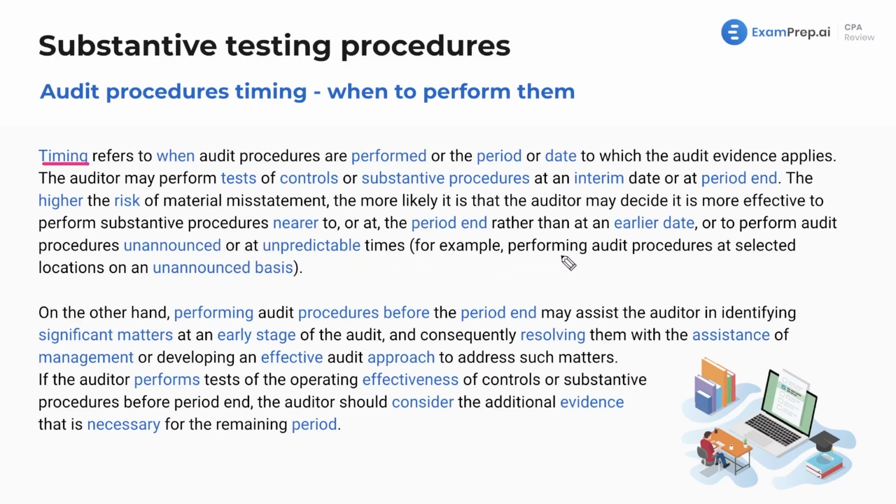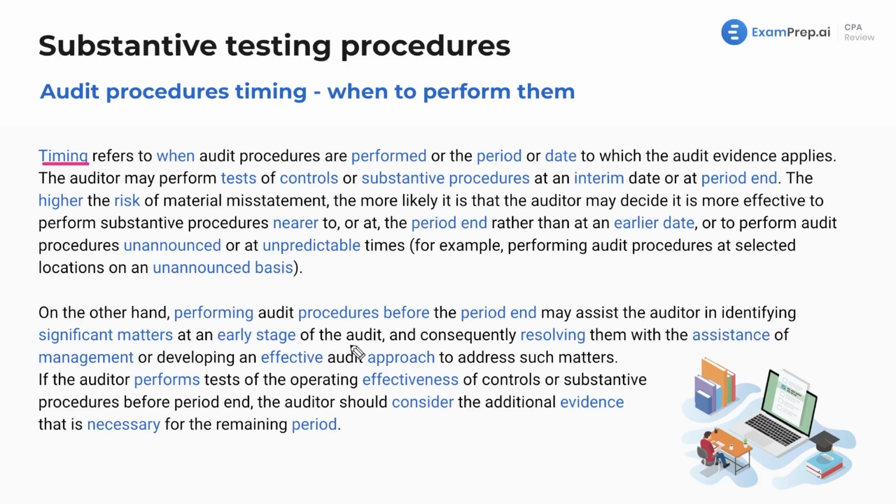For example, performing audit procedures at selected locations on an unannounced basis could increase the accuracy and effectiveness of your procedures if the client doesn't have time to prepare safeguards against you finding their fraud. On the other hand, performing audit procedures before the period end may assist the auditor in identifying significant matters at an early stage of the audit.